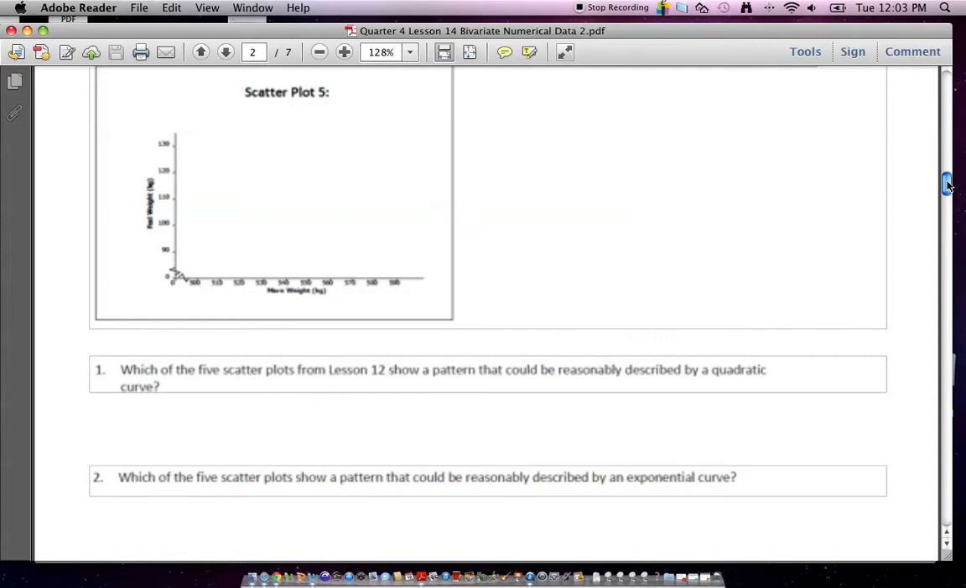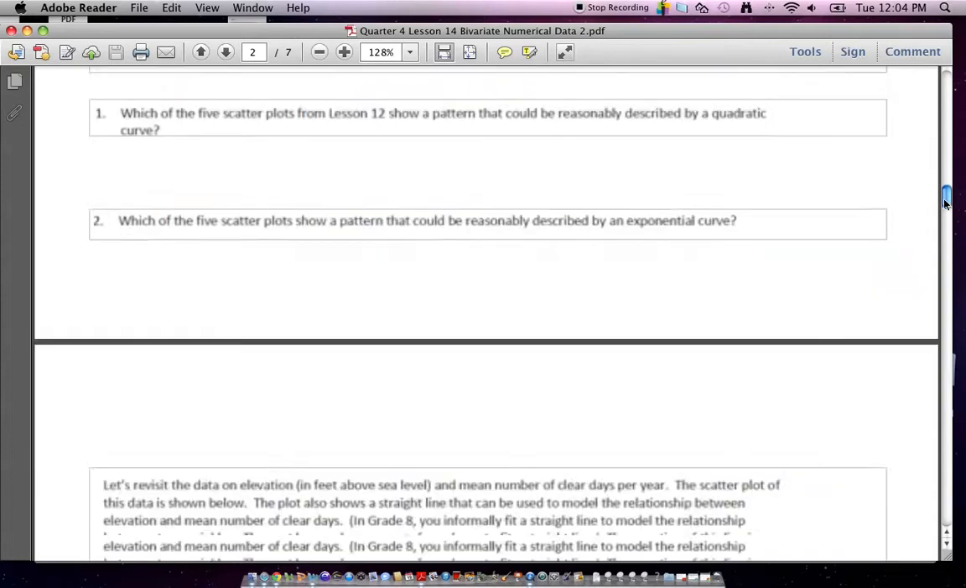I have a question actually. For the ones that are not quadratic or linear, are they ever going to ask you if it has a positive correlation? When it comes to exponential or quadratic, they don't ask positive or negative. They just ask you to recognize the type that it is. Which of the 5 scatter plots from lesson 12 show a pattern that could be described as quadratic? We did that. Which could be exponential, downward sloping, we did that.